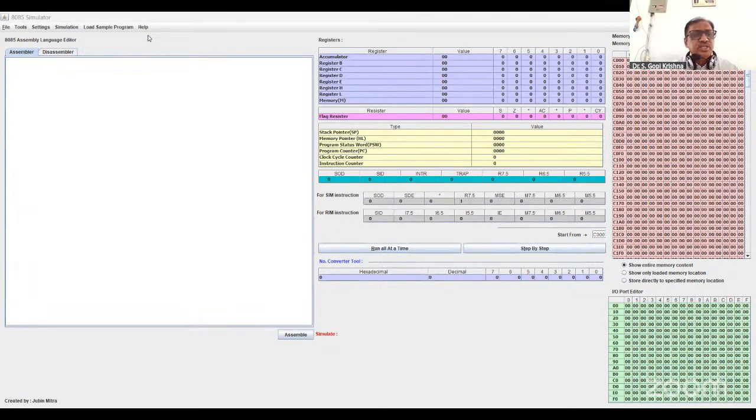Then XTHL, exchange HL with the top of the stack. The contents of the L register are exchanged with the stack location pointed out by the contents of the stack pointer register. The contents of the H register are exchanged with the next stack location. However, the contents of the stack pointer register are not altered.